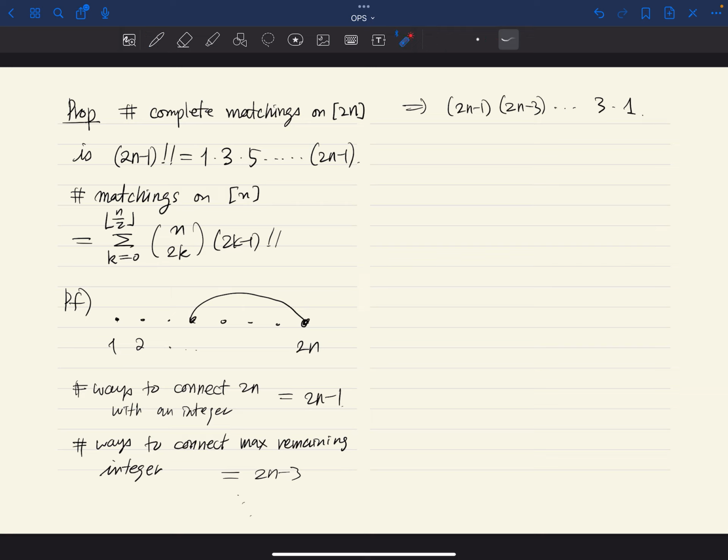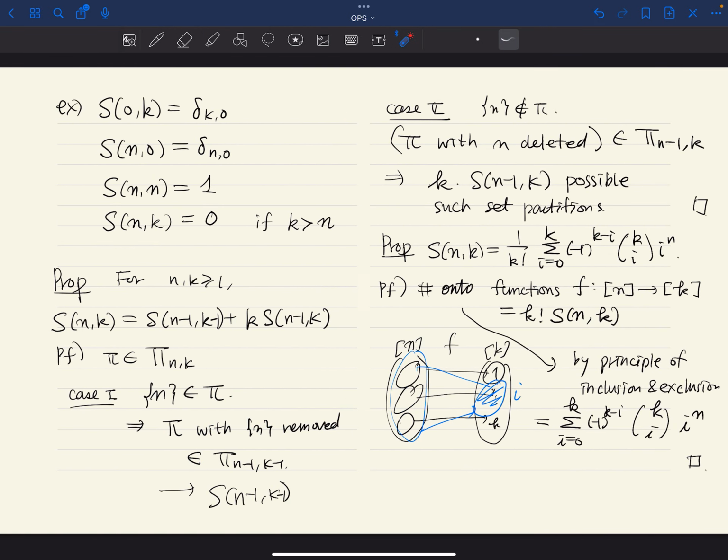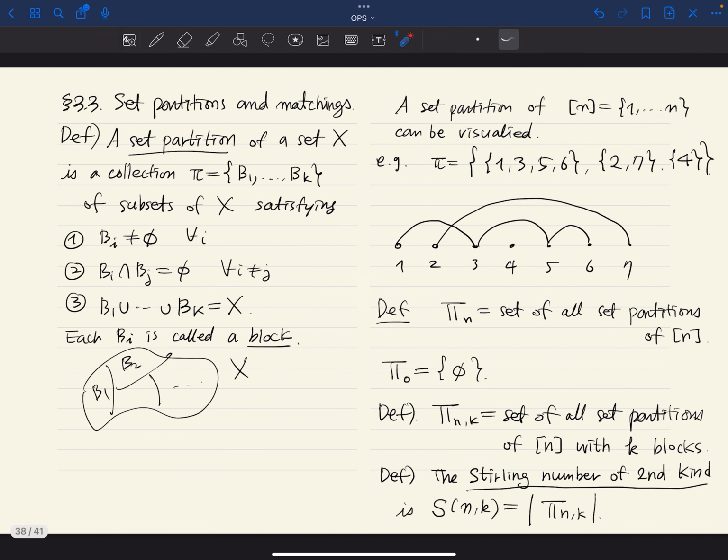Okay. So in this section, we learned set partitions and matchings, and recall that we defined Stirling numbers of the second kind. You will probably have wondered, what about the first kind? We will learn Stirling numbers of the first kind in the next lecture, and that will be related to permutations. Okay, all right, so I will stop here.